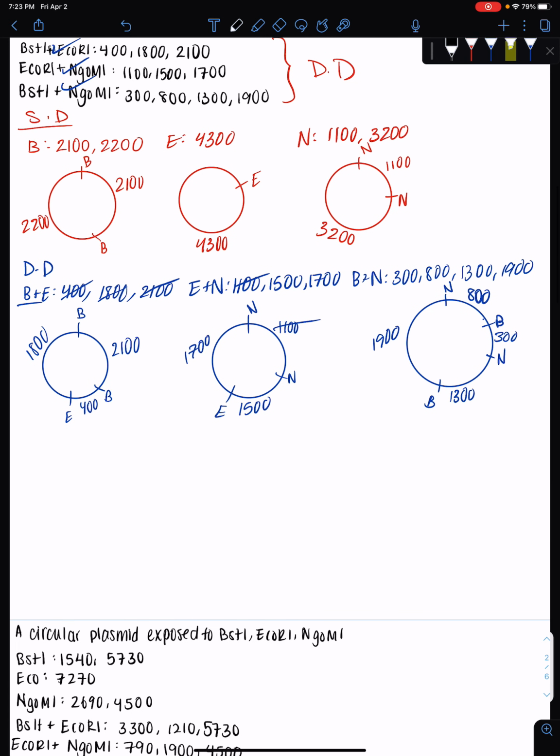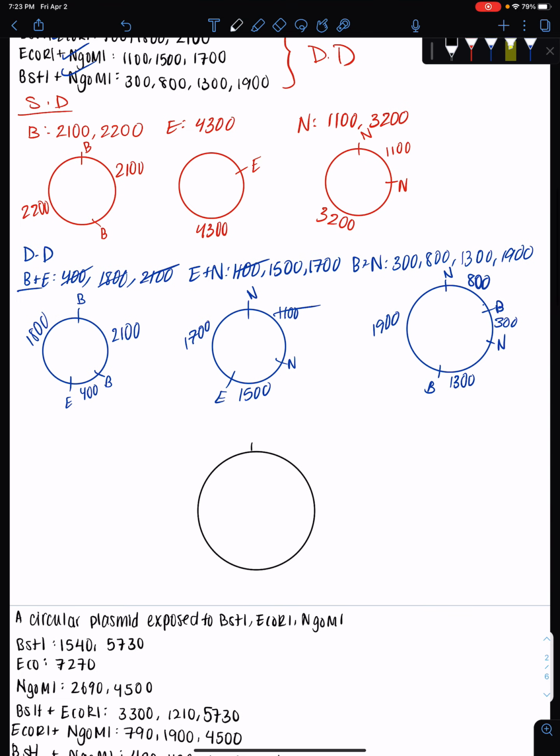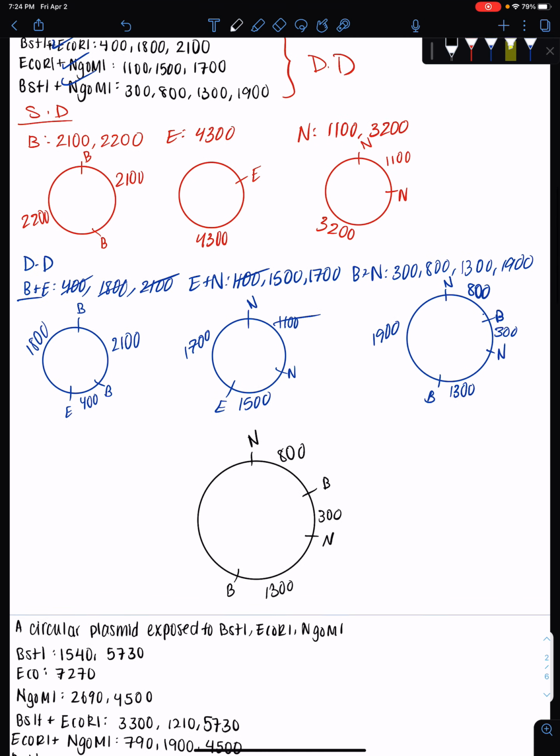So now we can work on our final digest. So out of all of our double digests, the one with B and N has the most amount of cuts. So we're going to copy that onto our final digest. So there was a cut right here. It's worth 800. B, this fragment was worth 300. There was a cut by N here and a cut by B here worth 1300. This area is worth 1900.